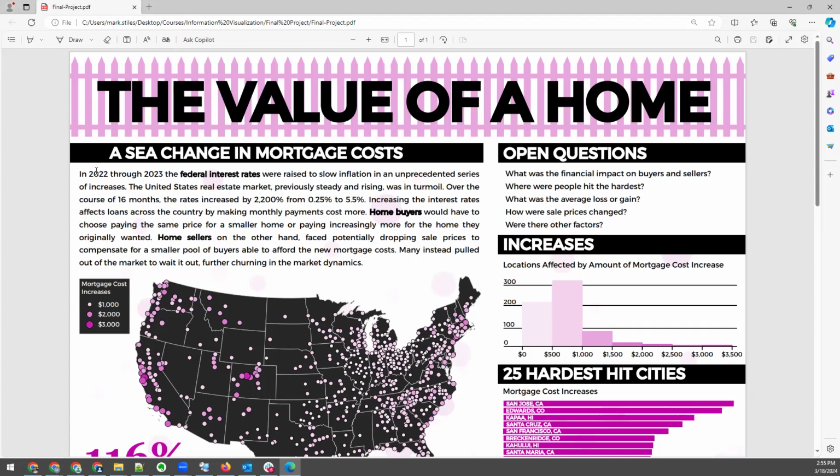Increasing the interest rate affects loans across the country by making the monthly payments more costly. Home buyers would have to choose between paying the same price for a smaller home or paying increasingly more for the home that they originally wanted to buy. Home sellers, on the other hand, face potentially dropping sale prices to compensate for a smaller pool of buyers able to afford that new mortgage cost. So many instead pulled out of the market to wait it out, further churning that market dynamic. And a lot of people who are selling end up as home buyers themselves, so they don't necessarily win either.